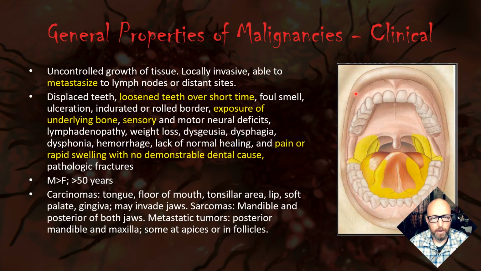So now, general properties of malignancies, clinical properties. This yellow highlights the typical location of malignancies. We know the tonsillar pillars, the retromolar region they call this, behind the molars, especially in the mandible, but anywhere going up along those tonsillar pillars, the side of the tongue, so the lateral border of the tongue, and the floor of mouth. So as we know, those are the most common areas that patients get malignancies.